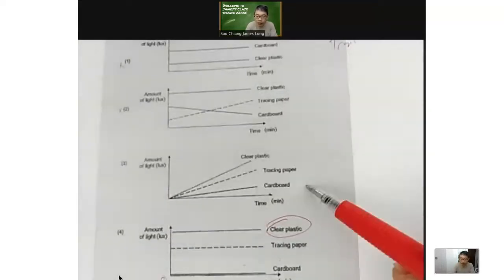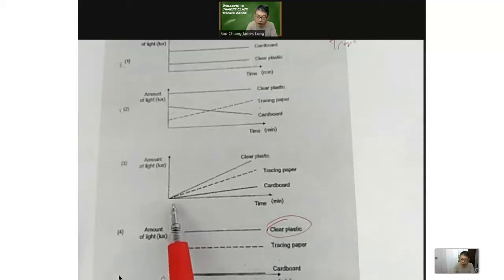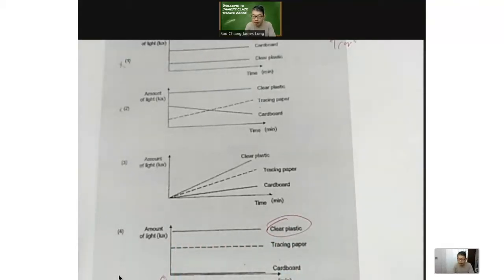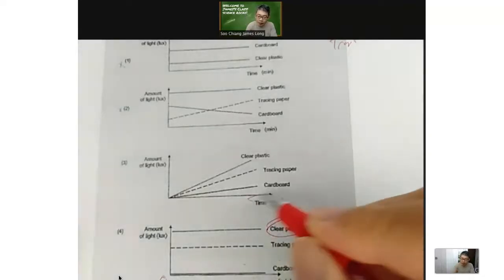It cannot be 3, because 3 is talking about the amount of light it passes through differing over time. Why would it differ over time? Over time, more and more light somehow can pass through those materials. Doesn't work, right? More light may be able to pass through plastic if you move the light source nearer and nearer to the material. Or more light can pass through tracing paper when you move it nearer and nearer to the material. But if it's an opaque material like cardboard, if you move the light source nearer to the cardboard, it also will not increase. And that will be distance, not time.